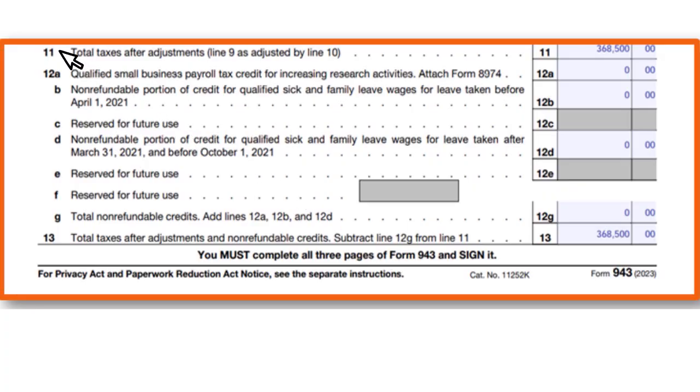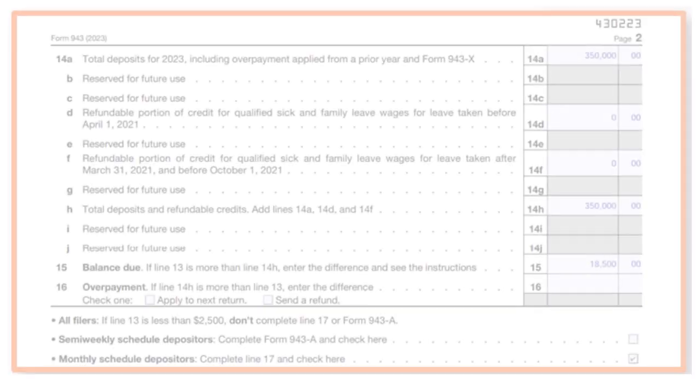So let's just continue with line 11 here. Total taxes after adjustments. We put the same amount in our case because there are no adjustments: $368,500. And lines 12A through 12G do not apply to us. And so total taxes after adjustments and non-refundable credits, in our case, we have the same amount, $368,500.